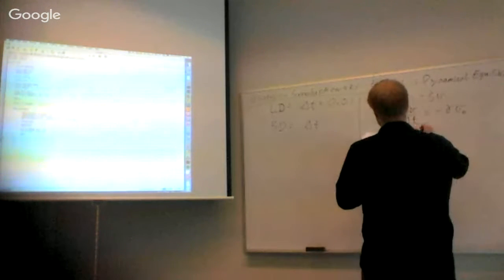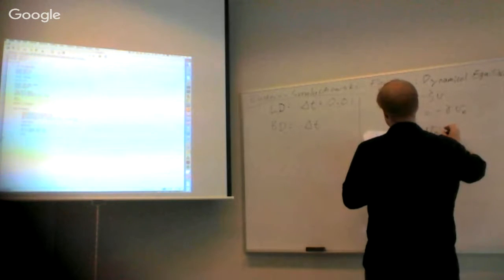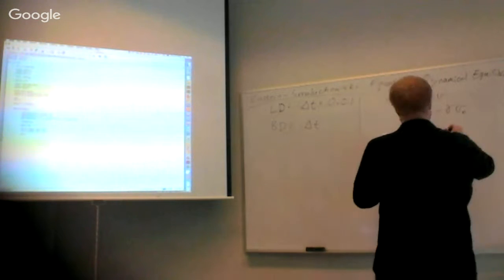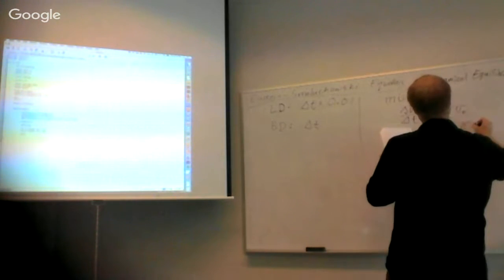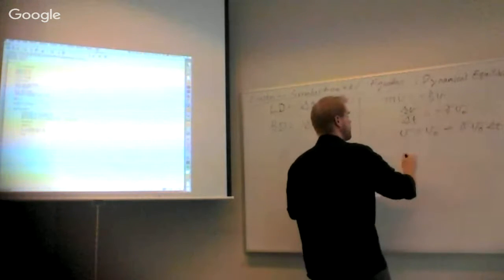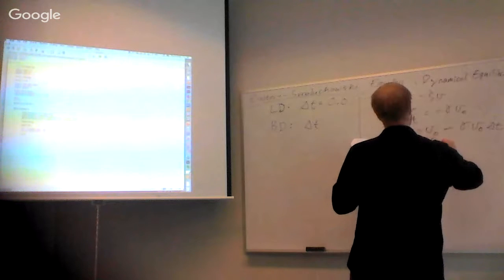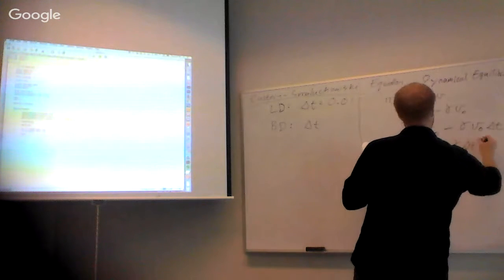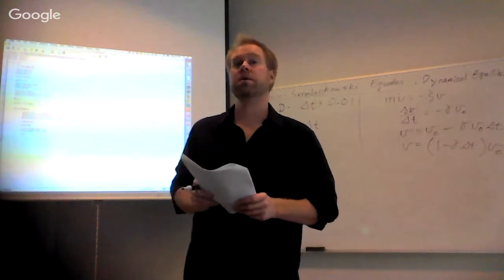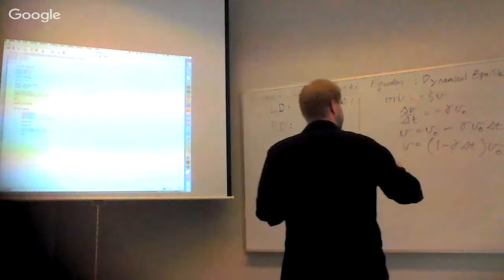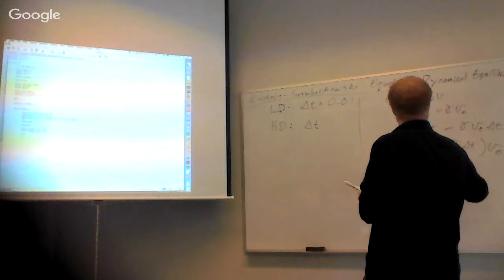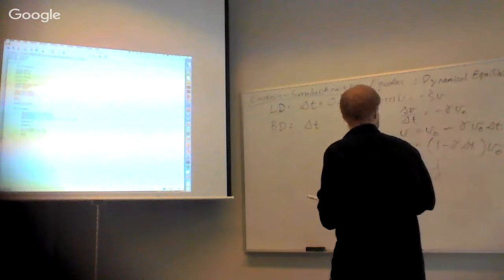If I want to solve this, then v is equal to v naught plus delta v, where delta v is v minus v naught, which is minus gamma v naught delta t. And so v is equal to (1 minus gamma delta t) times v naught. So what happens when delta t is bigger than 1 over gamma?